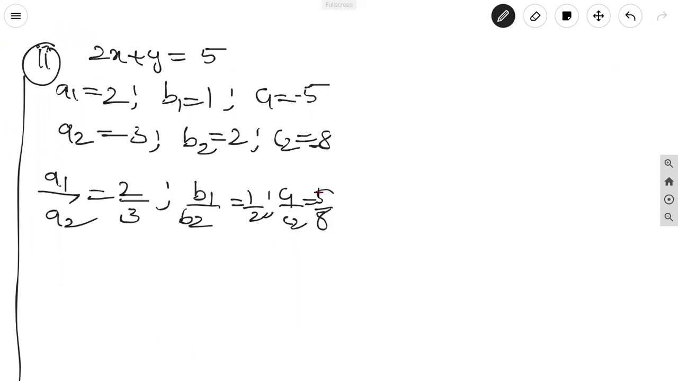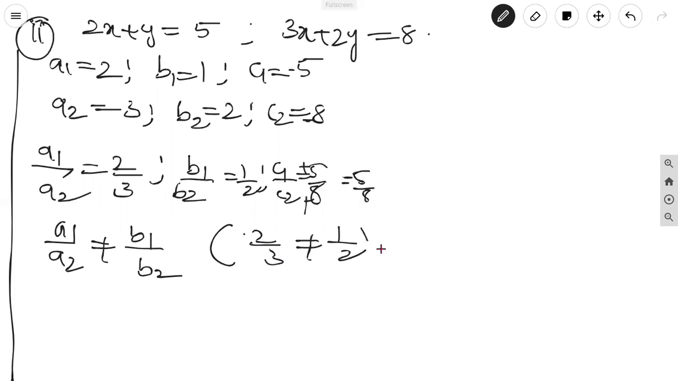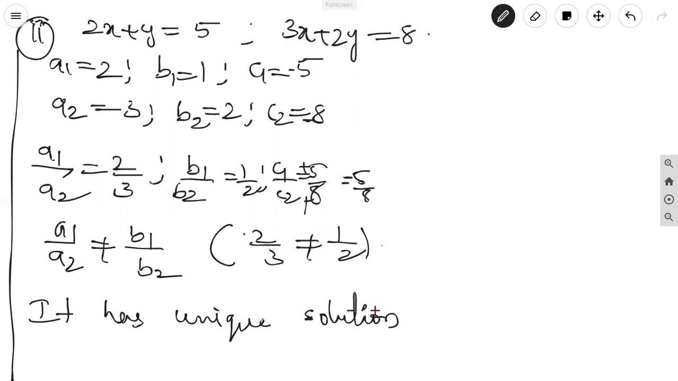The minus signs get cancelled, so you take 5 by 8 only. The right side means 3x plus 2y equal to 8. Okay. Here clearly A1 by A2 is not equal to B1 by B2. Why? Because 2 by 3 is not equal to 1 by 2. So it has a unique solution by the relation of the ratios.